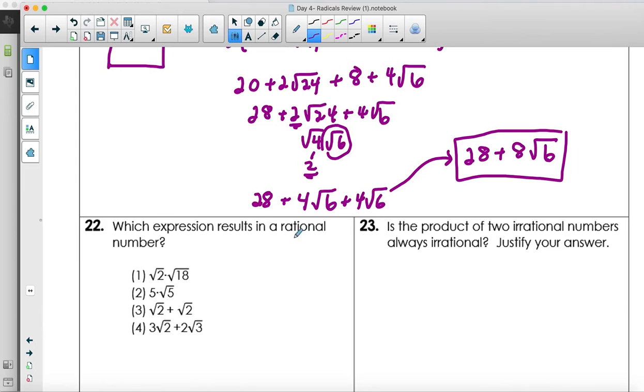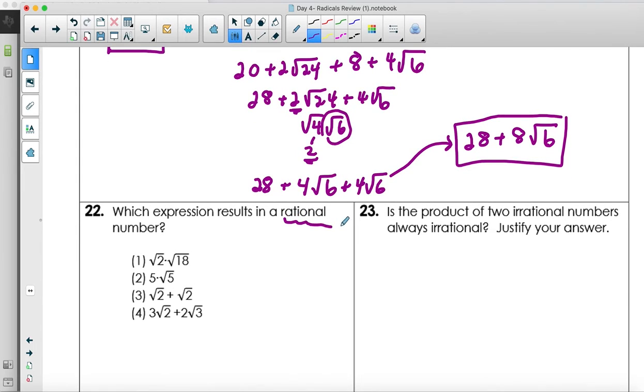Okay. For this one, they're asking which one is rational. So I want perfect squares. If you notice, these two are going to multiply to give you square root of 36, because insides by insides, I'm allowed to multiply. That will equal positive 6.